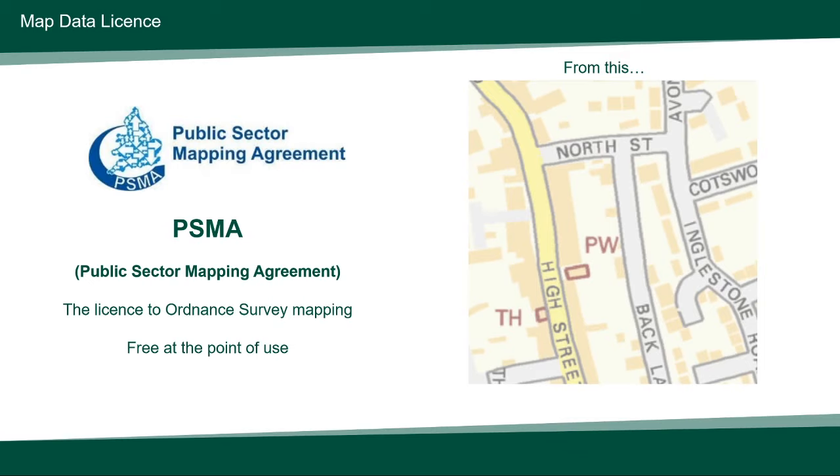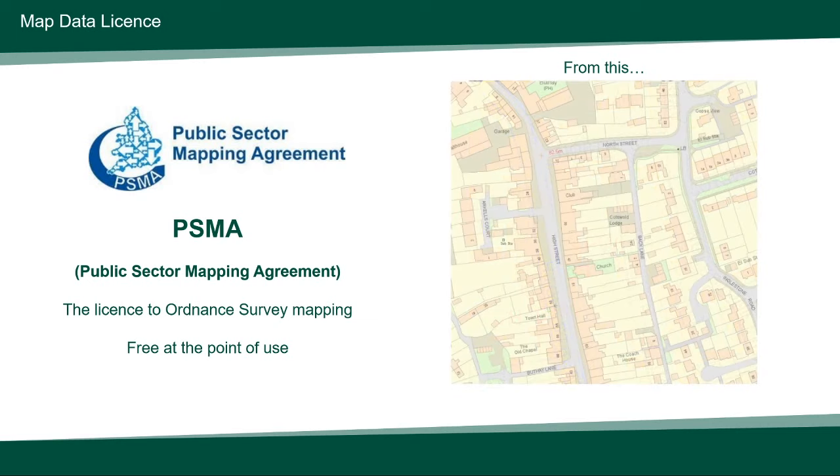So just some information on how the information goes into Parish Online. You have what's called a PSMA license, a public sector mapping agreement license, and that allows you to go from that type of mapping on the right hand side to this type of mapping. So a lot more detail, and when you come to do whatever job you're doing within Parish Online, it allows you to get a lot more information.